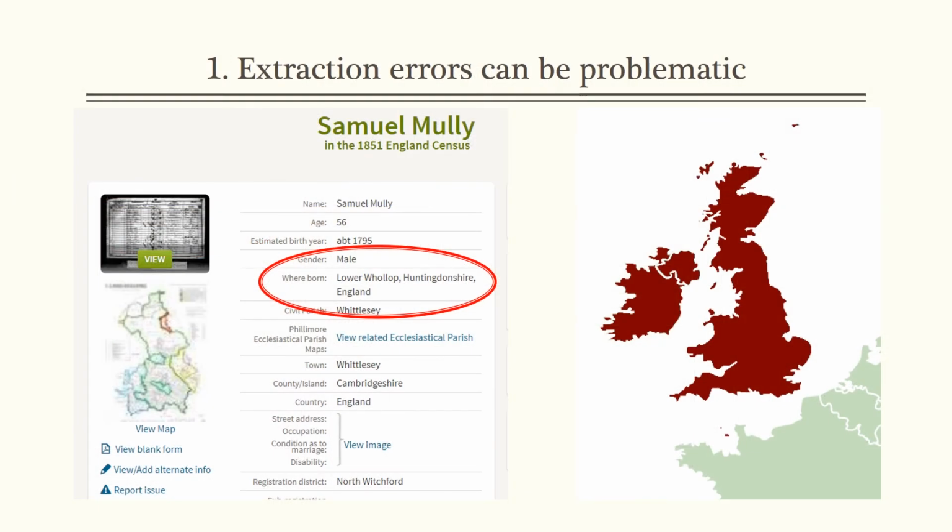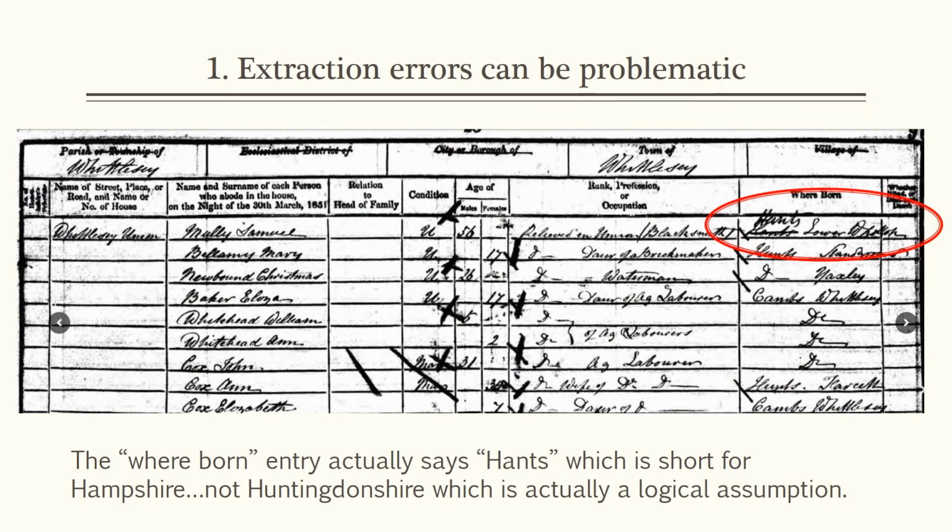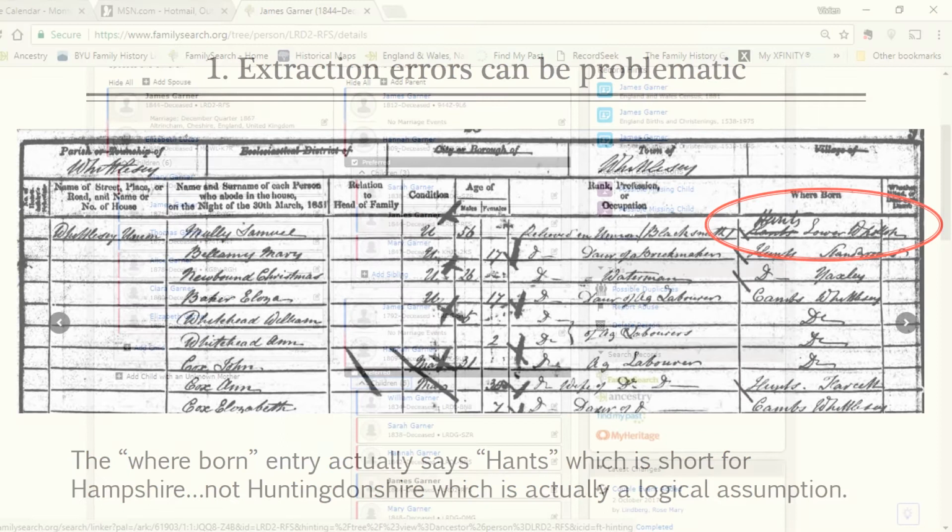Here is another example showing a place that has been extracted incorrectly, this time on the 1851 England census. Samuel Molly's place of birth has been extracted as Lower Wallop, Huntingdonshire. After a thorough search of Huntingdonshire, no Lower Wallop could be found. Checking the original census showed that the county was listed as Hants, which is an abbreviation for Hampshire, which is 130 miles away from Huntingdonshire.